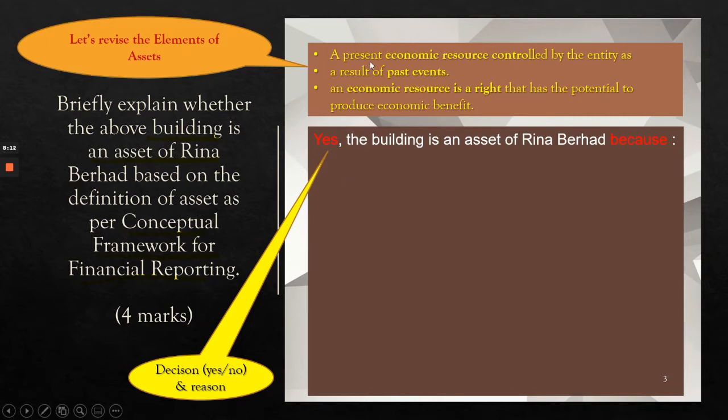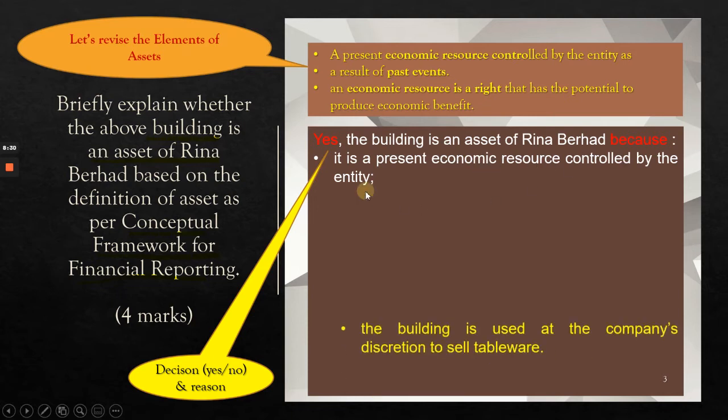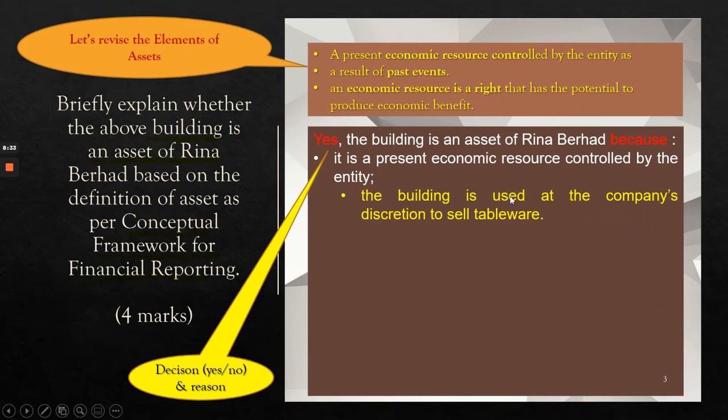If any of these features or elements are not fulfilled, any of it, therefore it is not an asset. It must fulfill all three. So in our case, it is a present economic resource controlled by the entity. What do we mean by that? The building is decided by the company, and it is a decision of the company to use it as a place to sell their tableware. So that was to use for the supply of goods, actually. They don't manufacture the tableware, but they sell tableware in the building.